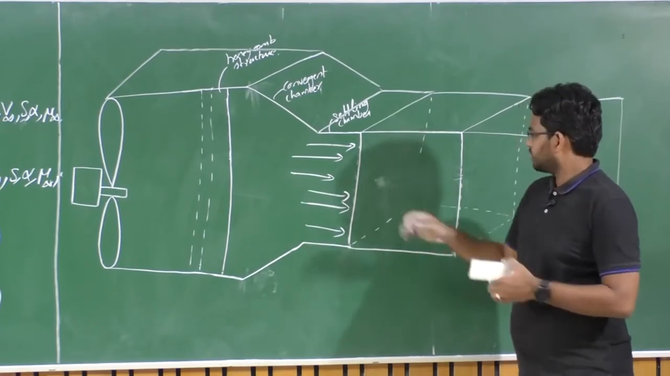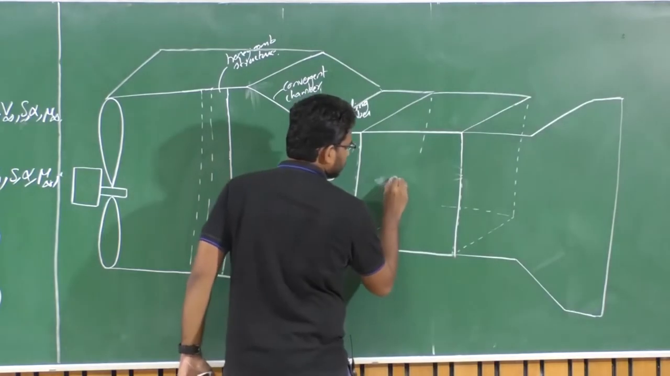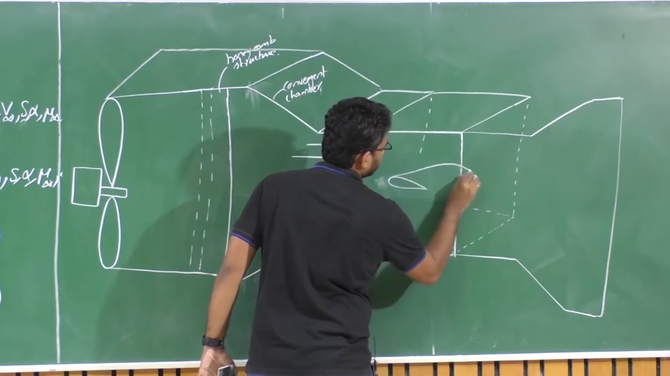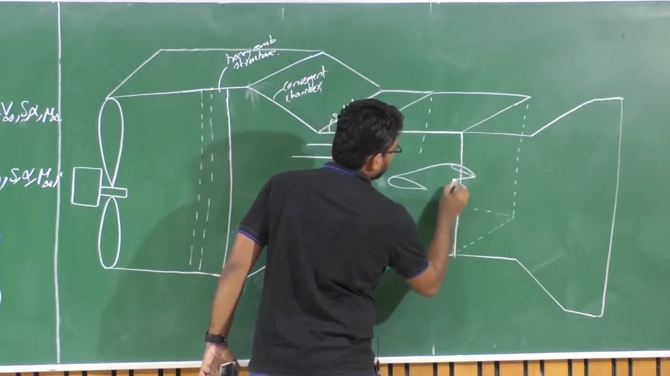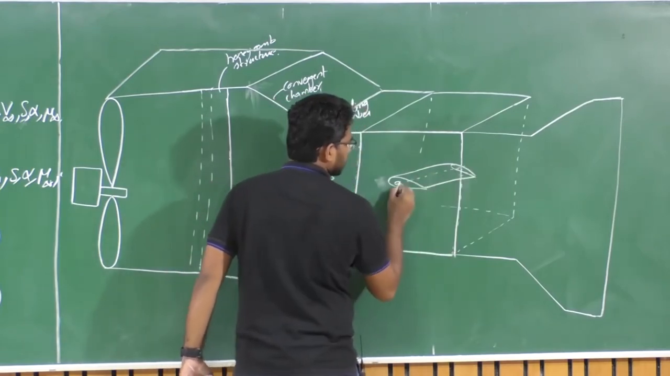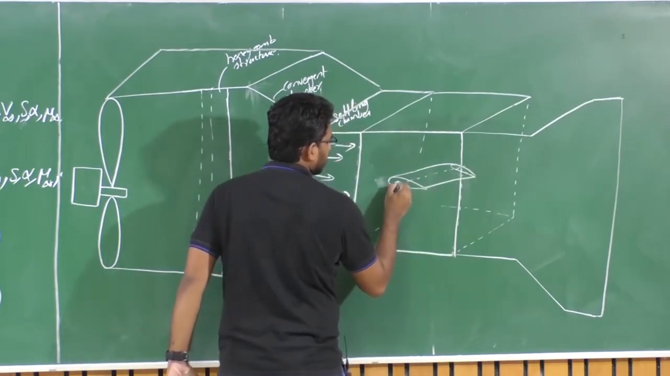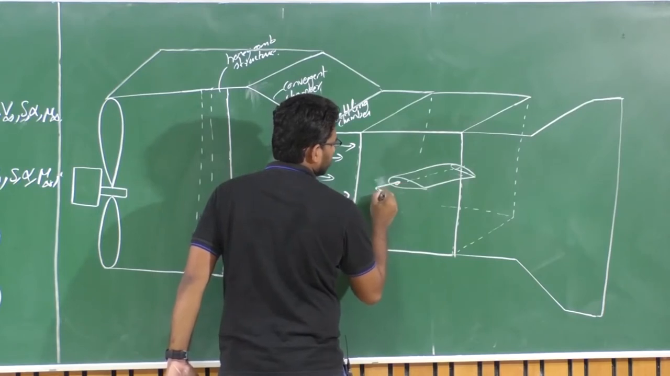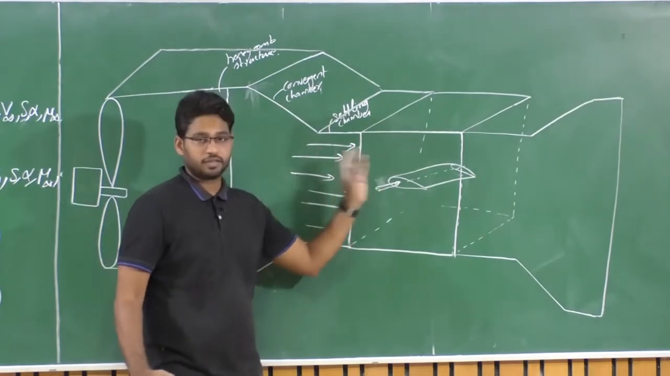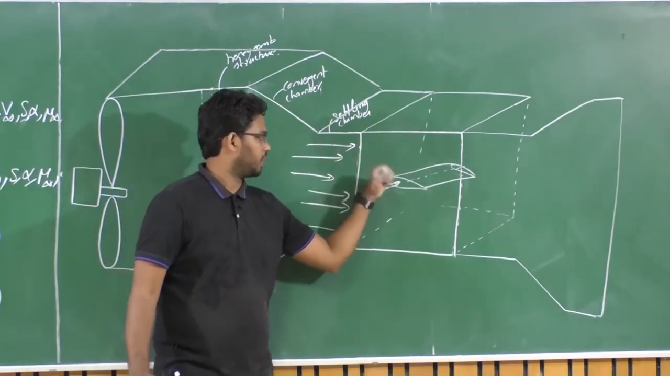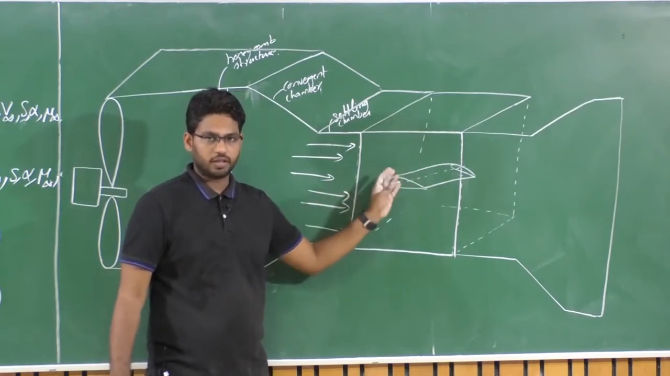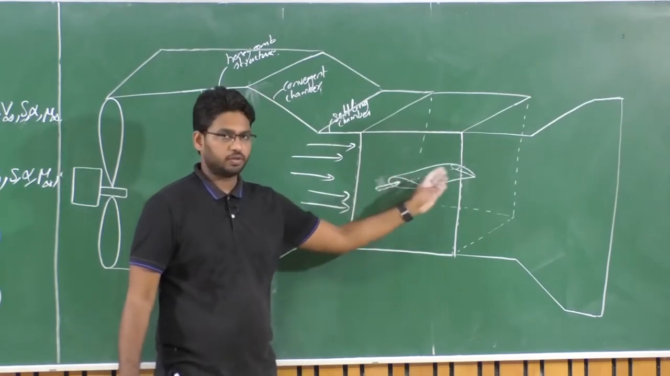Say there is a shaft running throughout this aerofoil, and this shaft is out here, outside the test section again, right? If I can rotate this shaft, I will be able to rotate the aerofoil altogether, right? The entire wing, the section that we are using here.